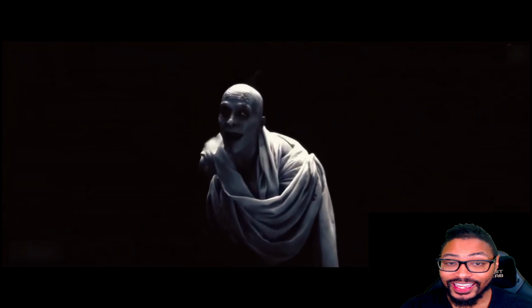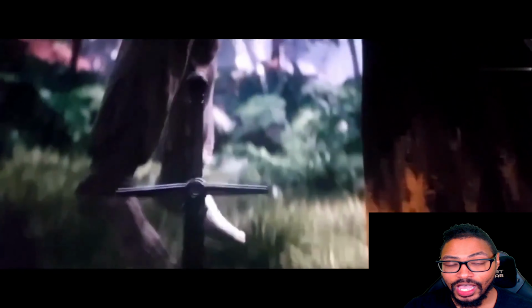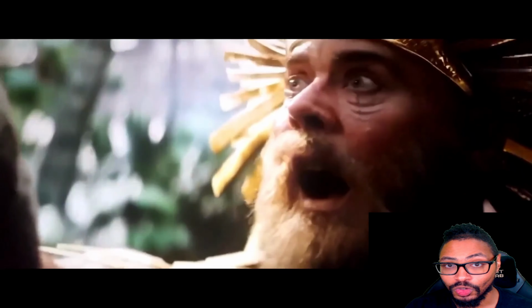Today we're going to talk about the differences between Gorr in the MCU and Gorr in the comics. Gorr in the MCU is a little bit different than Gorr in the comics. Gorr in the MCU is a nice paintable picture, but it's not necessarily the same comic book character that you would know and love if you are an avid comic book reader.